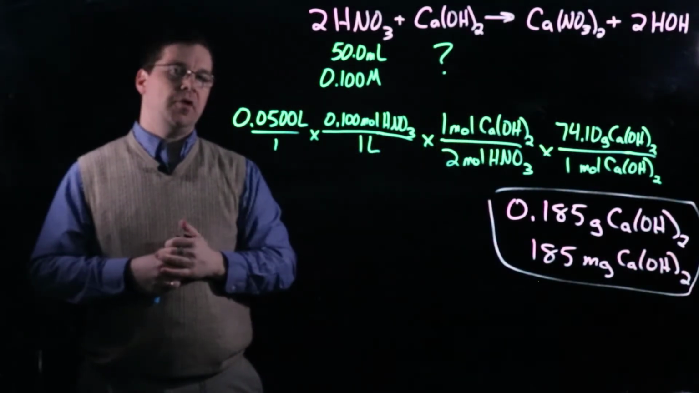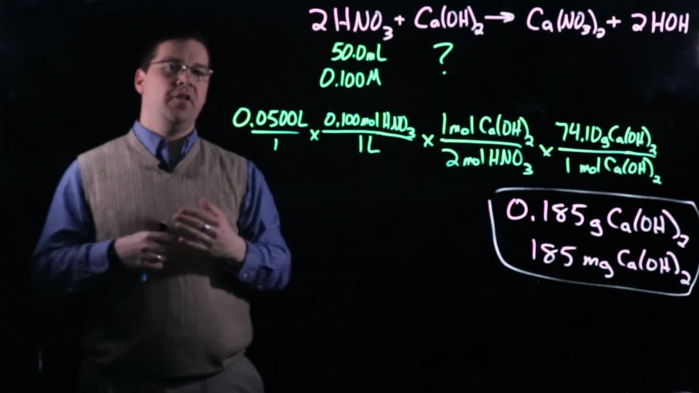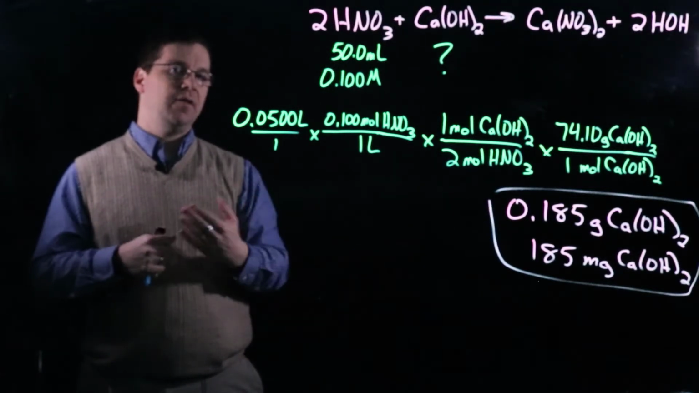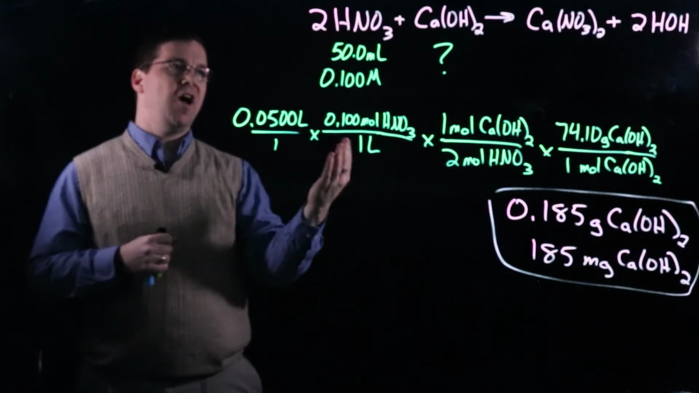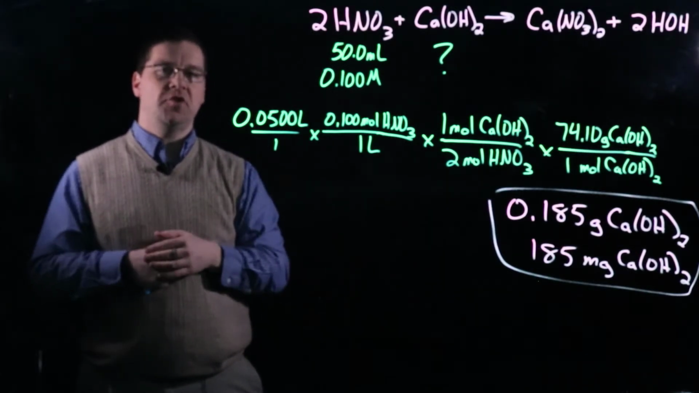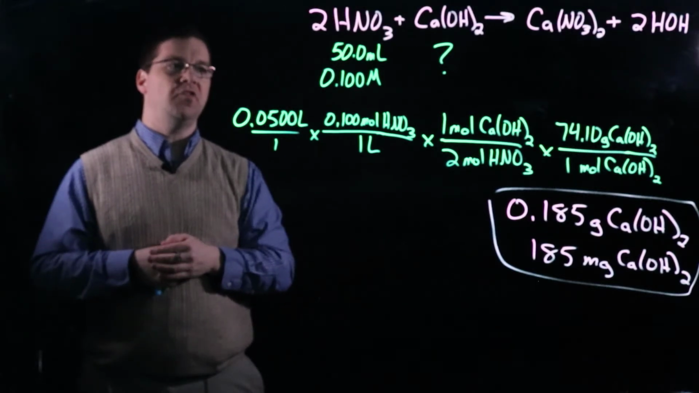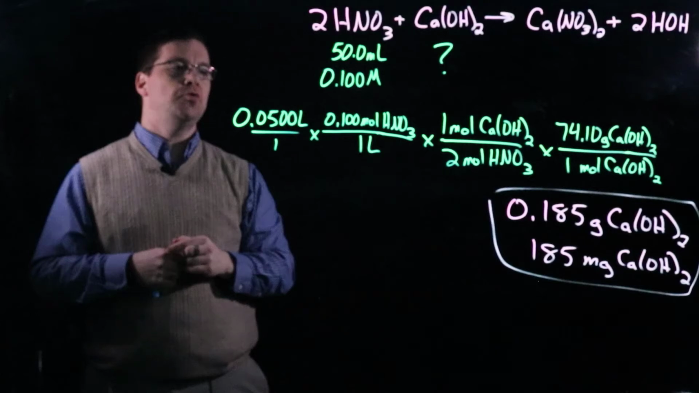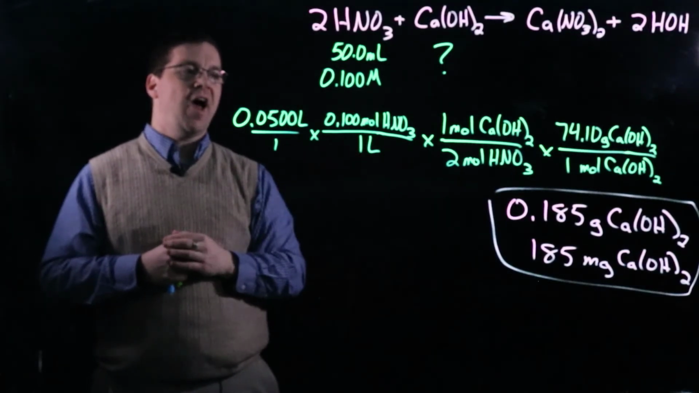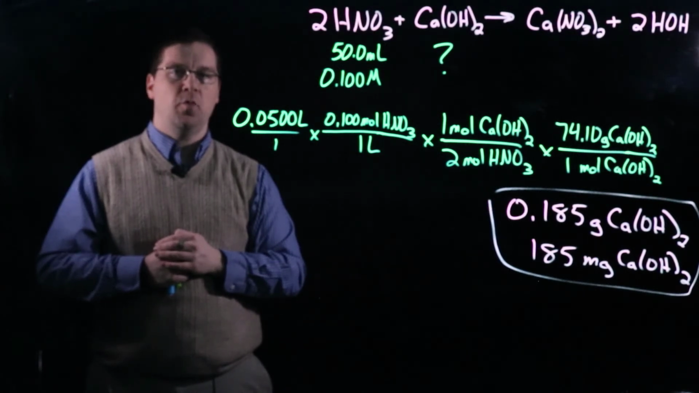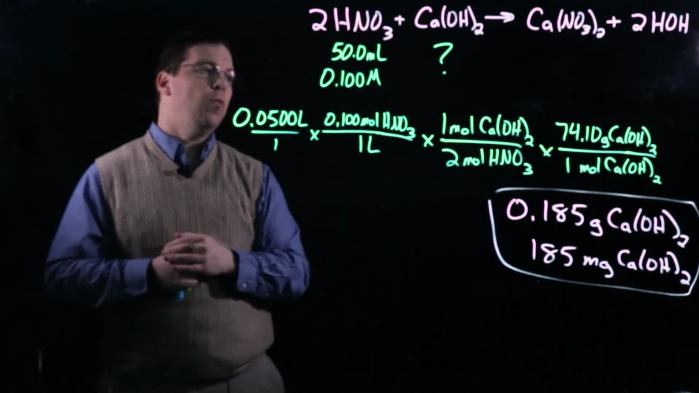So again, with solution stoichiometry, whether it is calculating how much reactants you need to produce a precipitate, or to neutralize an acid or a base, or in an oxidation reduction type reaction, the first thing that you need to do is use the solution volume and the solution concentration to determine the moles of the reactant. And from there, it's your typical stoichiometry type problem with the mole ratio and then the molar mass at the end.